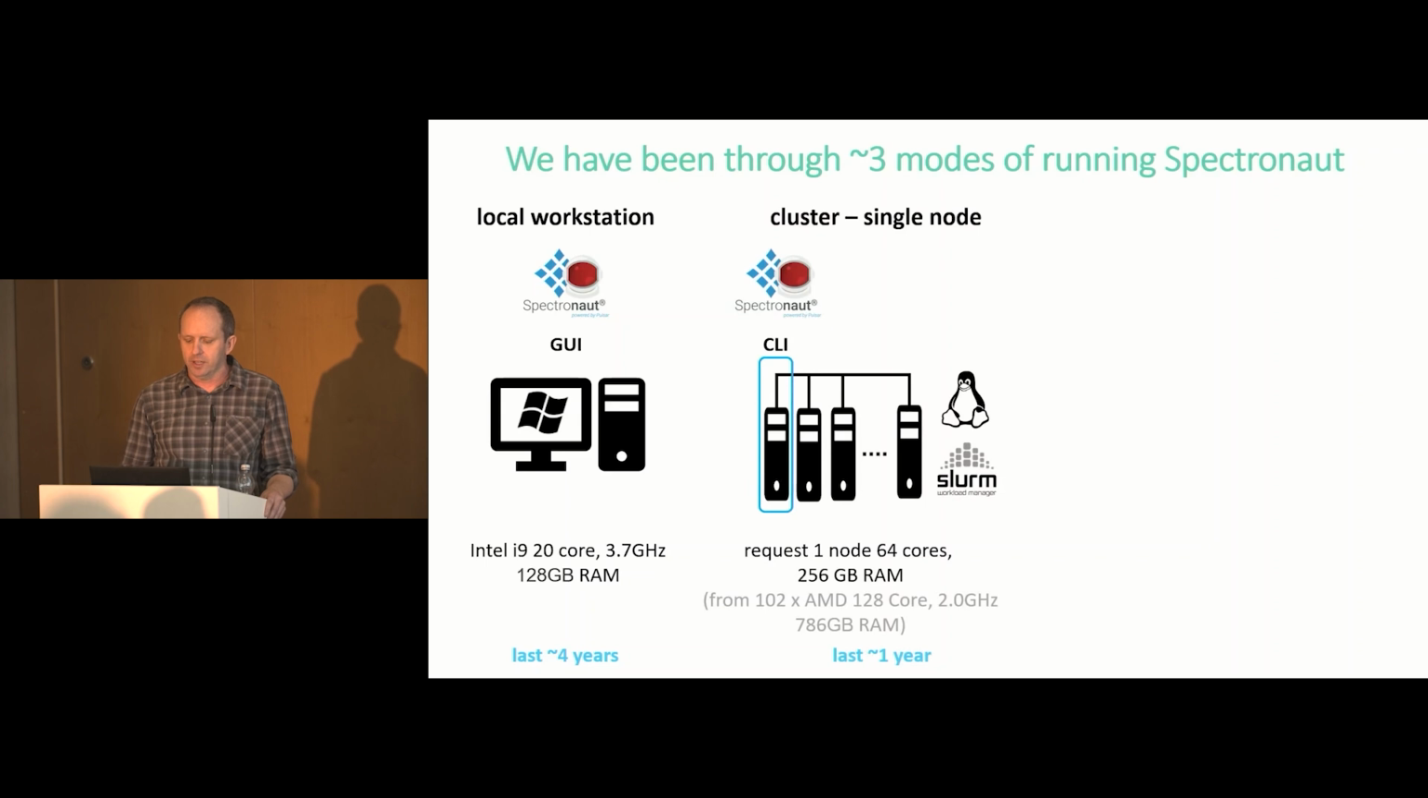Then about a year ago, when this Linux capability came out, we started to run what we would call a single node cluster workflow, where we're going to the cluster and saying, just give us one compute node, and we will run in the same way we're running on the Windows one, except from the command line, one Spectronaut job on one compute node. So, for example, we can request 64 cores and some amount of RAM from the cluster, and it will be assigned to us, and then we run the job and so on.